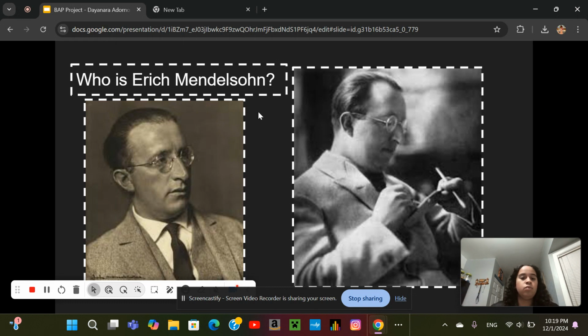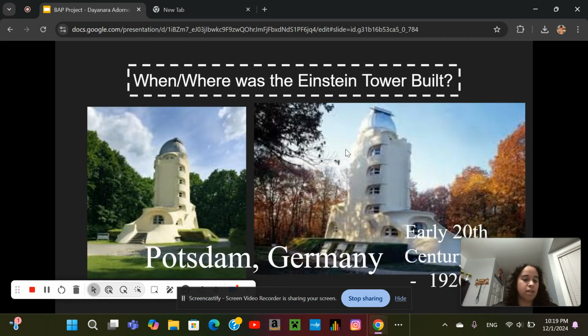Now, who is Erich Mendelsohn? Erich Mendelsohn, born March 21st, 1887, was the German architect known for his structure, the Einstein Tower. Mendelsohn used a combination of expressionist and futuristic design principles to create a structure that looked as if it had sprung from the earth, reflecting the natural forces of the cosmos that Einstein's works explored. Built between 1919 and 1921 in Potsdam, Germany, the tower remains a landmark in both scientific history and modern architecture.